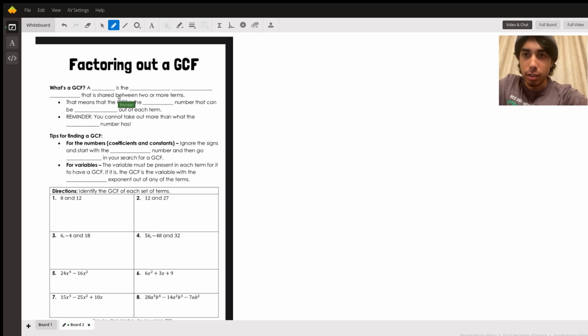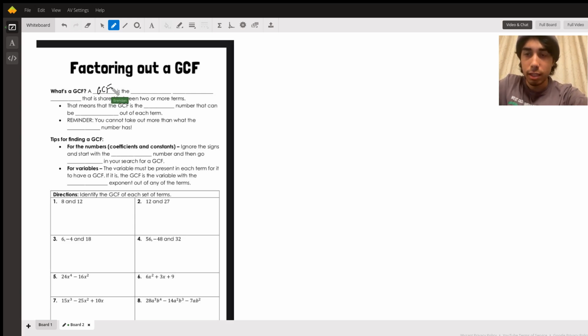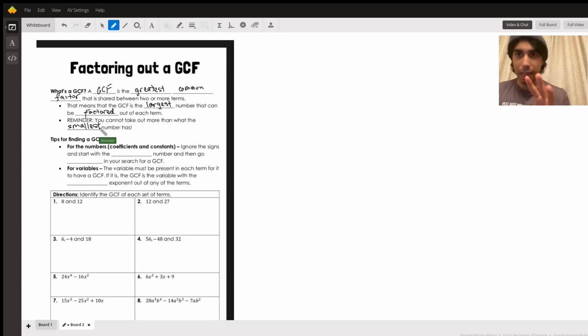Greatest common factor. What is it? So a GCF is, I know I just said it, but it is the greatest common factor that is shared between two or more terms. So what that means, it is the largest number that can be pulled out of each term, or a more math term would be, can be factored out of each term. And in a minute, we'll go into what that means. Okay, and a reminder, you cannot take out more than what the smallest number has. And again, we'll go into that more in a minute as well.